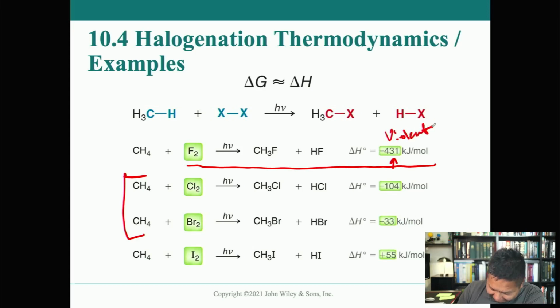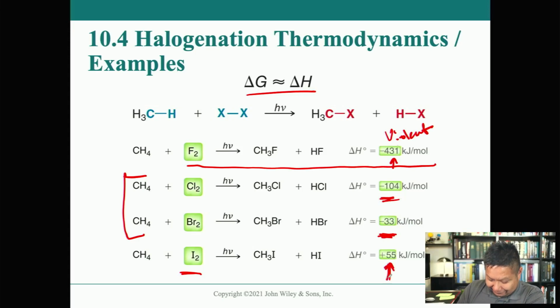But on the other hand, over down here with the iodide, its delta H is down at positive 55. That's not going to happen, okay? Remember, we have spontaneous reactions like delta G when they're negative, right? And delta G is approximately delta H in these cases right here, right? And so here we have negative 33 and negative 104. So those are doable, right?